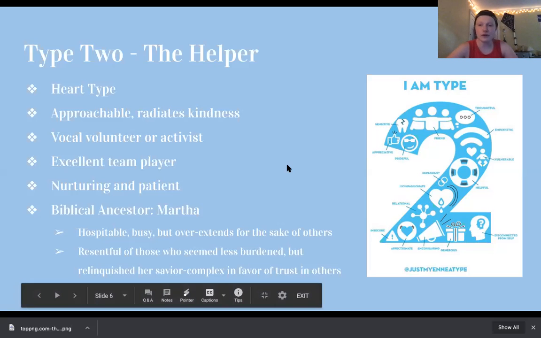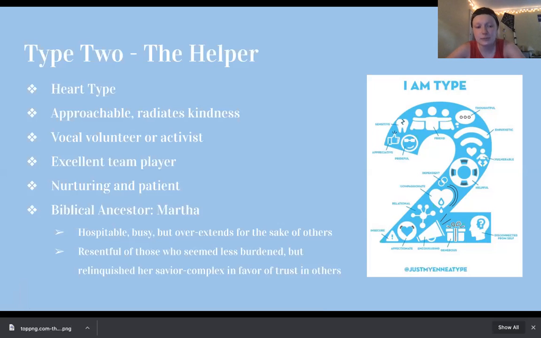The biblical ancestor for type 2s is Martha. Martha was very hospitable. She was very busy, but she often overextended herself for the sake of others. And she, in Bible stories, can be seen that she was resentful of those who seemed less burdened, but eventually she relinquished her savior complex in favor of trust in others.